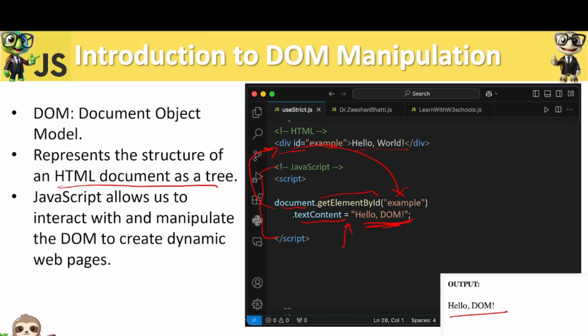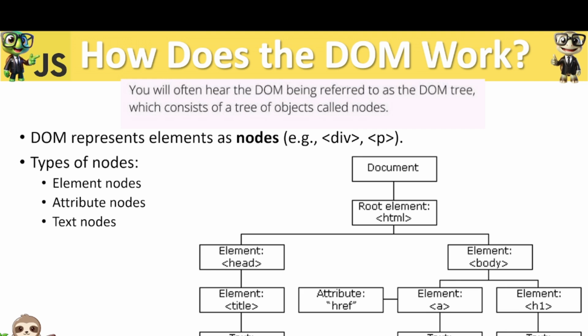So JavaScript allows us to interact with and manipulate the DOM to create dynamic web pages. So through JavaScript, I'm able to change the content, meaning that I'm able to interact with the content, I'm able to manipulate it, change it by using this main document object. That's what Document Object Model means.